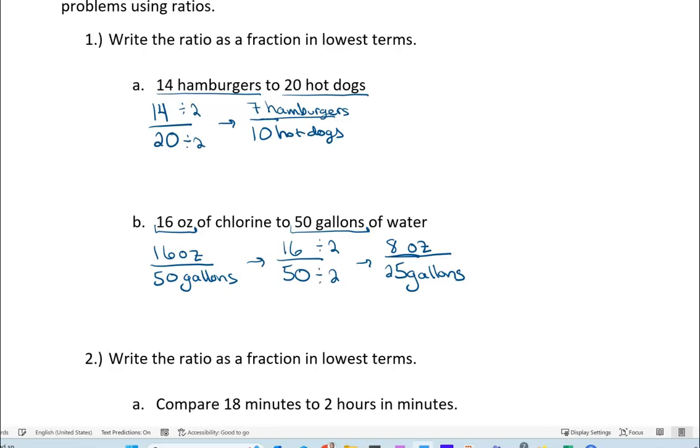So when might we encounter something like this? Well, think in terms of a pool, for example, and you put chlorine in a pool to sterilize things so that people don't get sick. So something like this, a ratio that says 8 ounces per 25 gallons, that could be, okay, for that pool to have the amount of chlorine that we need, for every 25 gallons that we put into that pool, we need to add 8 ounces of chlorine. So that's a real life scenario where you could benefit from a ratio.